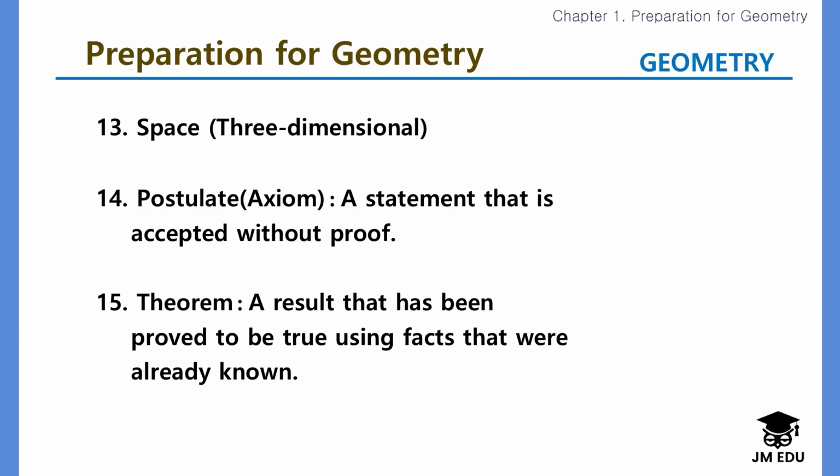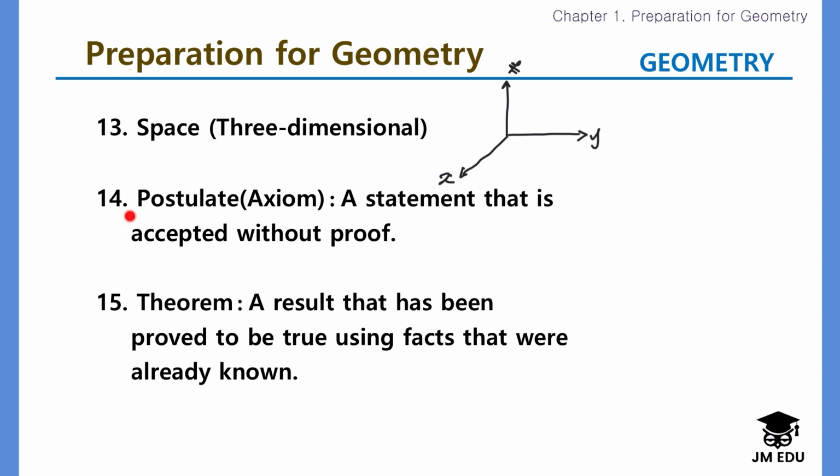Number 13, space. Space is the region in which all material objects are located. And we say that space is a 3-dimensional figure because it has 3 different axes. Let's say here's the x-axis, here's the y-axis, here we say z-axis.